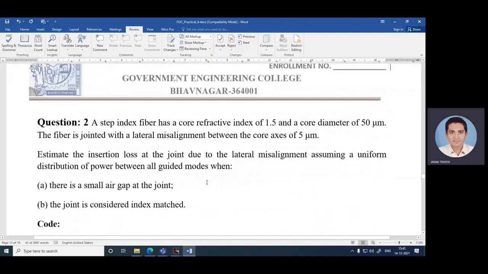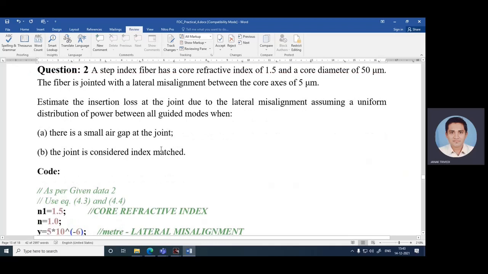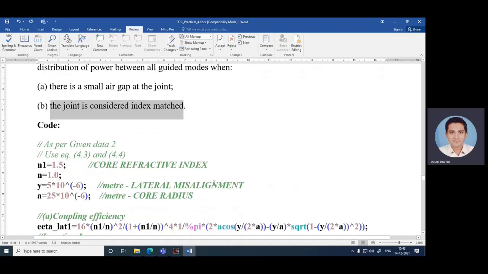Question 2. A step index fiber has a core refractive index of 1.5 and a core diameter of 50 micrometers. The fiber is joined with a lateral misalignment between the core axes of 5 micrometers. Estimate the insertion loss at the joint due to the lateral misalignment, assuming a uniform distribution of power between all guided modes, when there is a small air gap at the joint. And option B is when the joint is considered index matched.